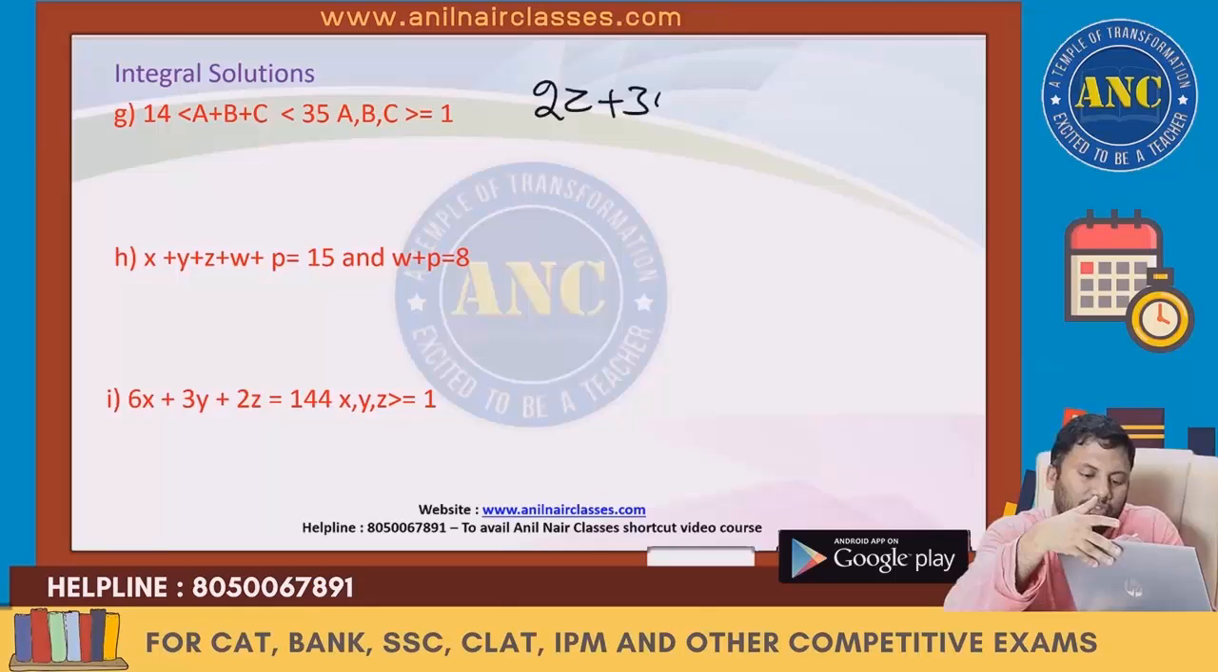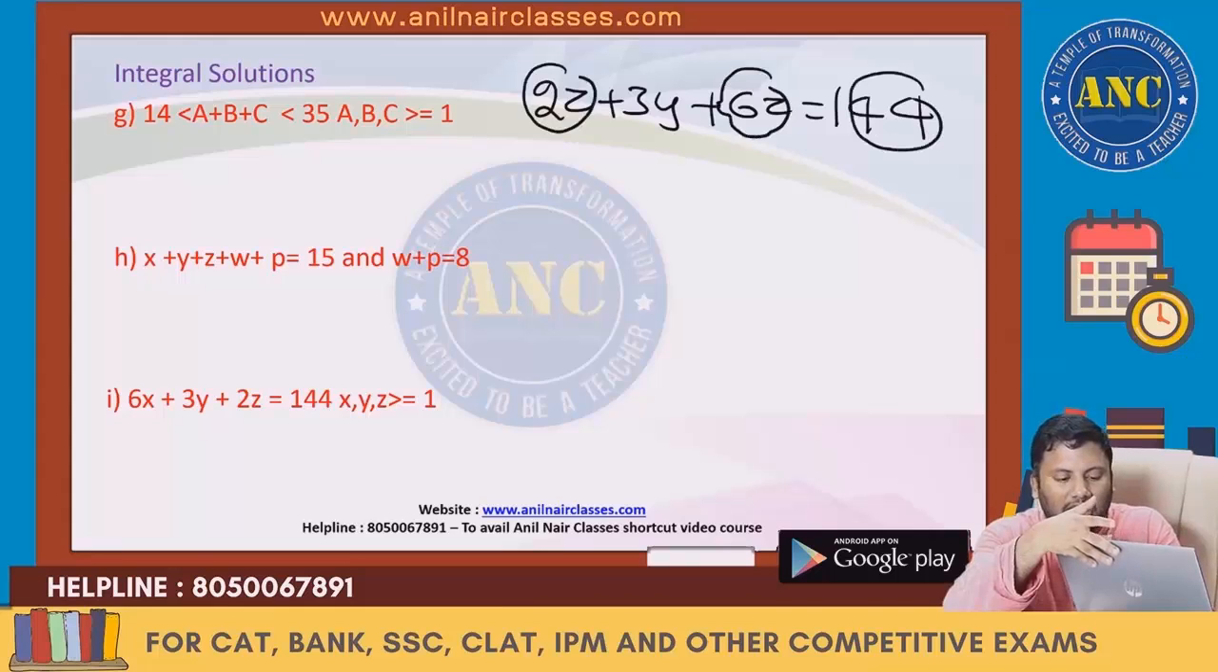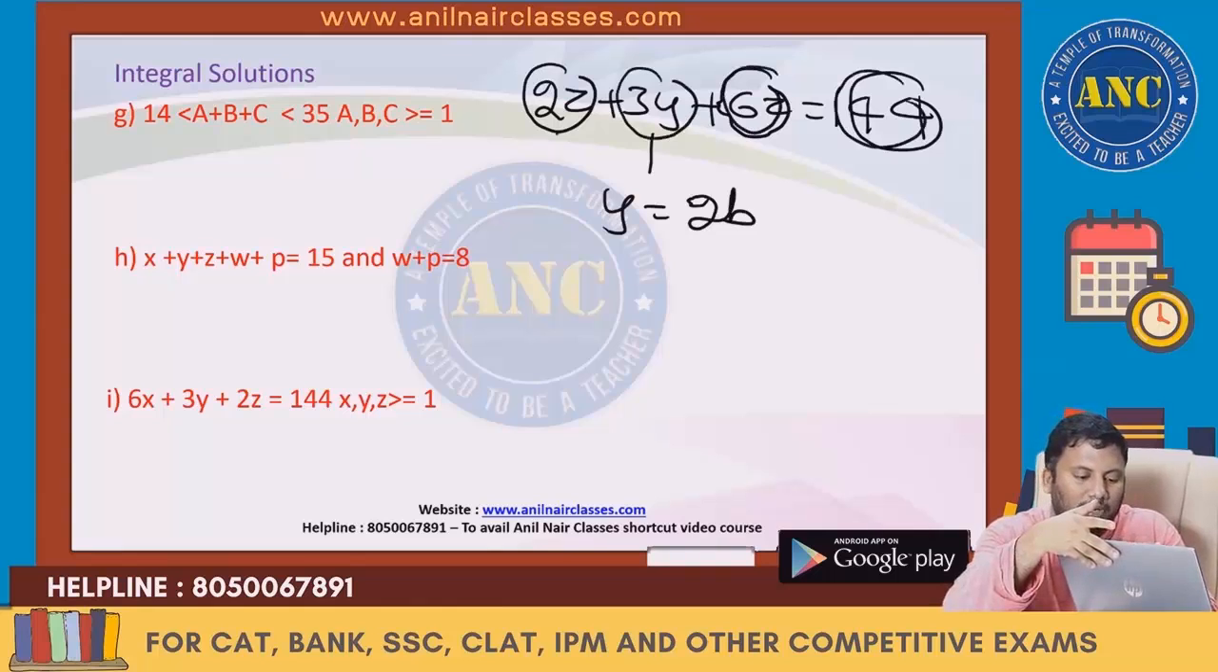2x plus 3y plus 6z is equivalent to 144. X is an even number, Y should be an even number. Multiples of 3, Z should be a multiple of 3.